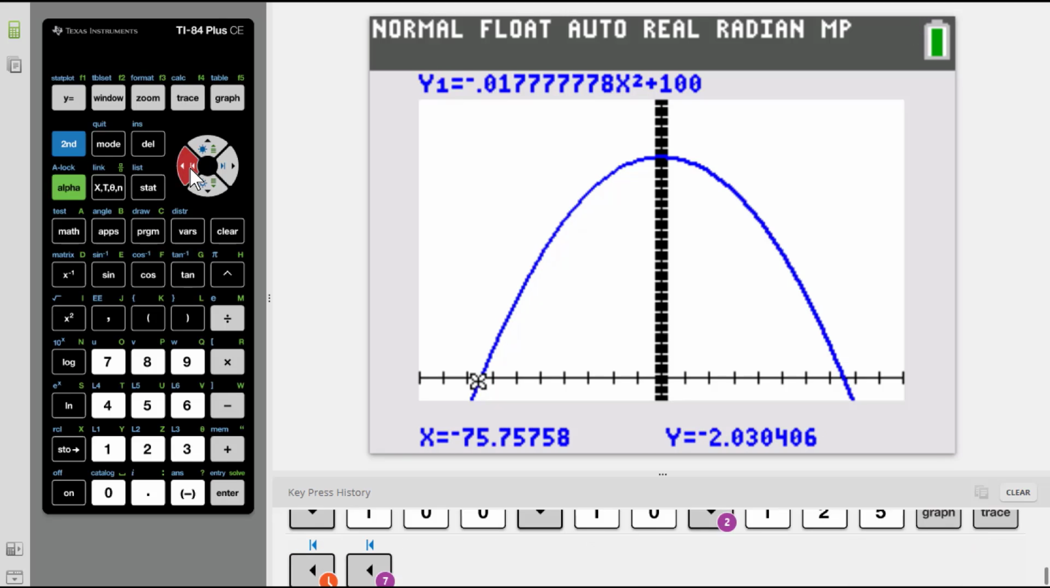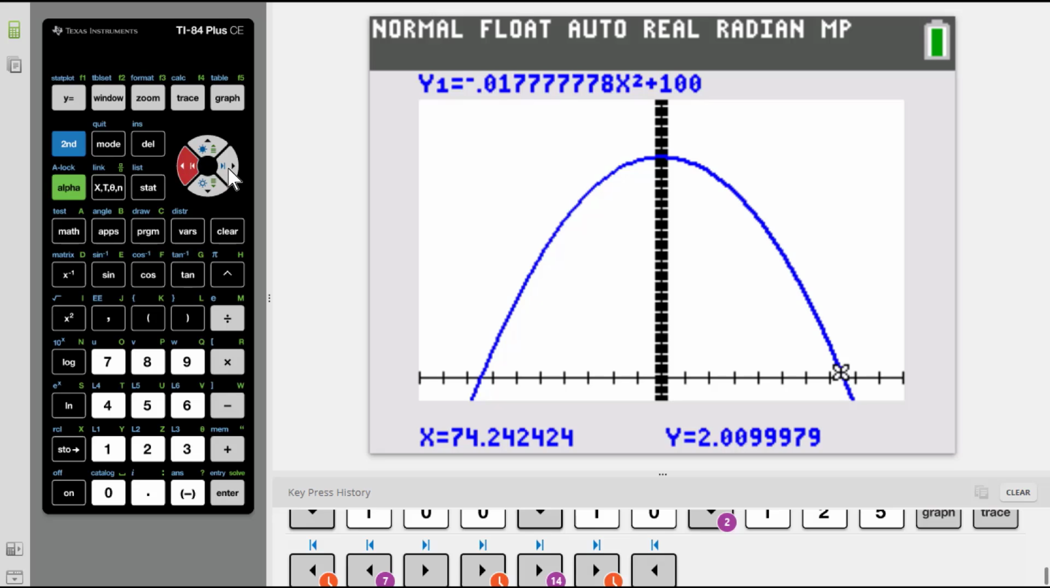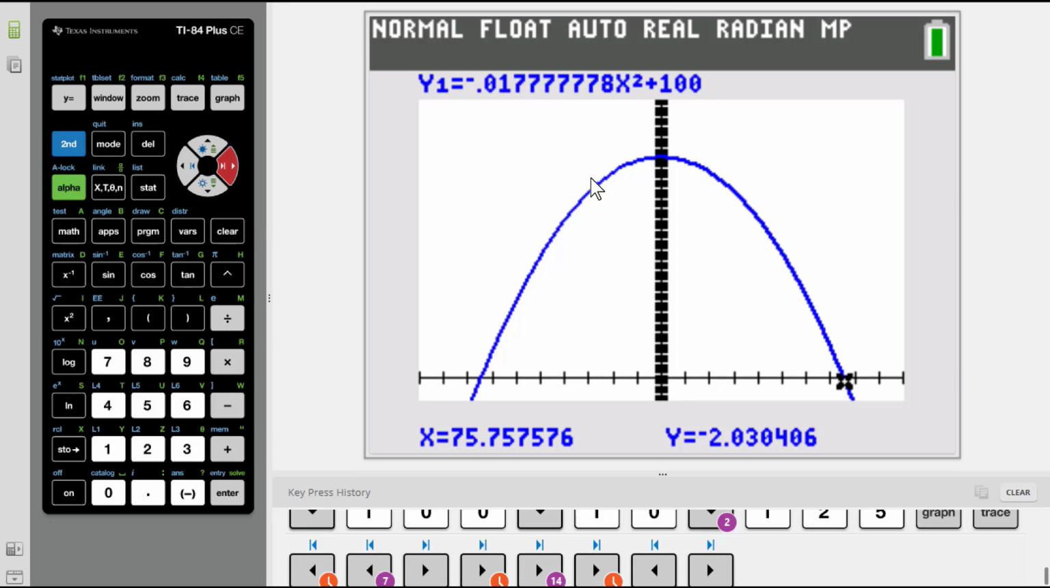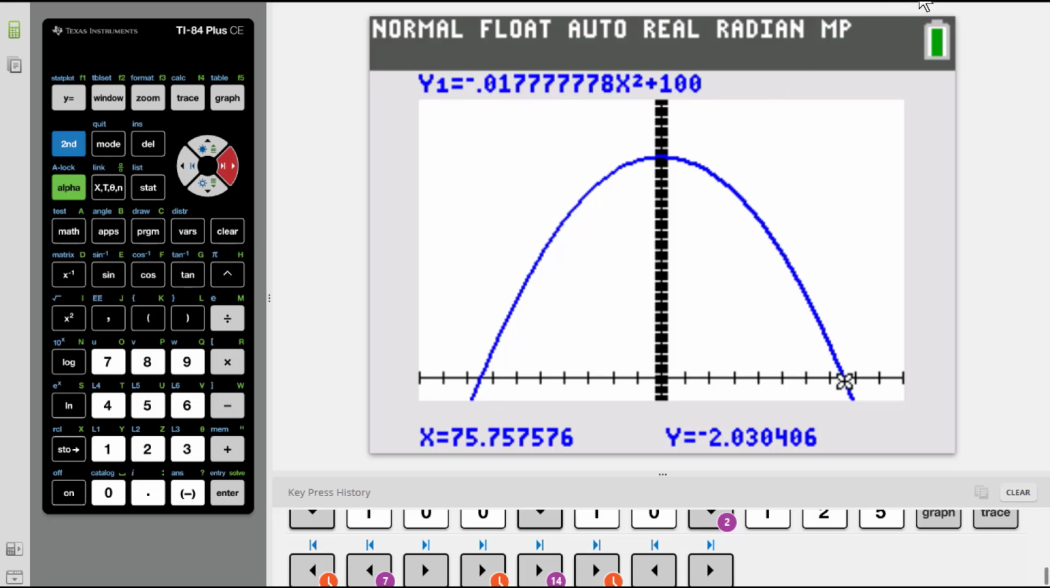If I use the trace button, it takes us down to our negative 75. Then if I go all the way around to the other side, stopping at the vertex, which is the maximum, we have our 0, 100. And then all the way down to, I don't know if it'll hit it perfectly, but it's really at 75. So that is the perfect equation for this particular scenario, and I will write that on the slide.